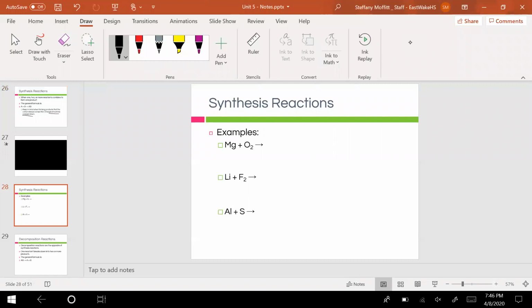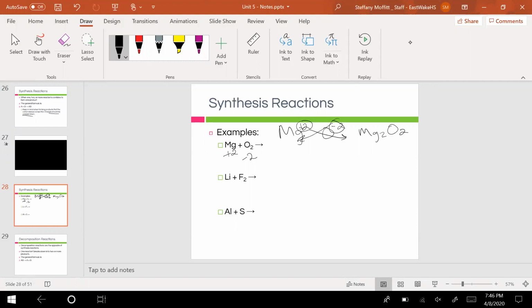So here's some examples. Mg plus O2 is our first example. First thing I'm going to do is look for the charges. Magnesium is in group 2, which means it has a plus 2 charge. Oxygen is in group 16, which means it has a minus 2 charge. When we crisscross those 2s down, I have magnesium with a plus 2 and oxygen with a minus 2. When I cross that 2 and this 2, I get Mg2O2.